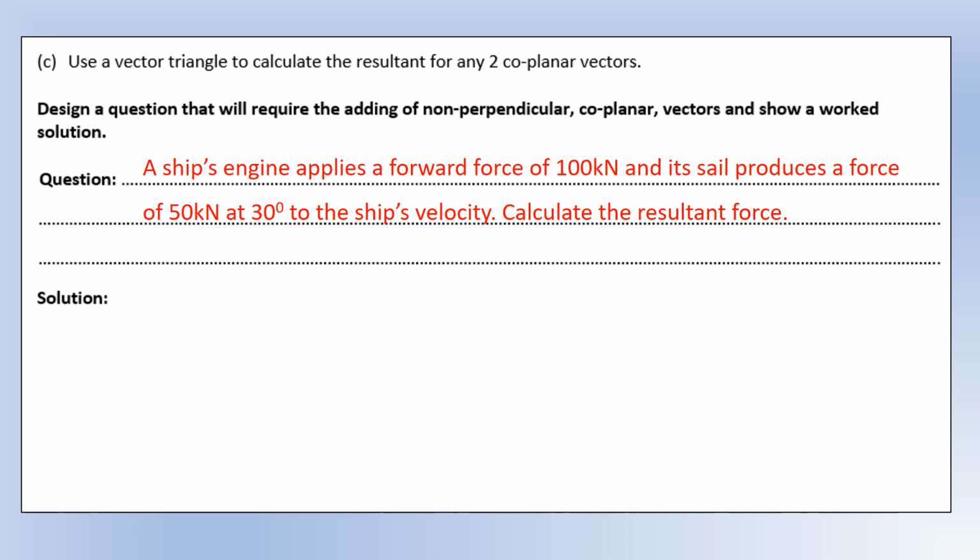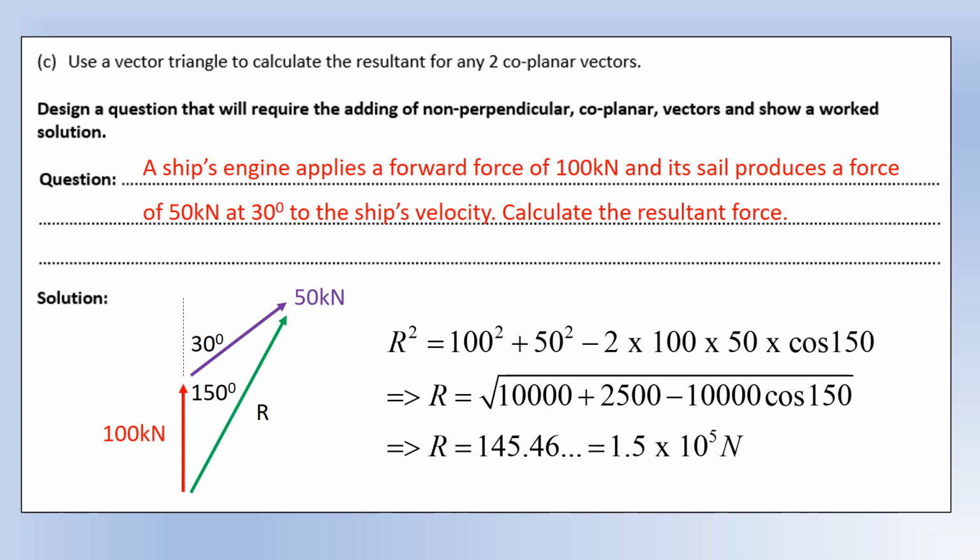Calculate the resultant force. So with vectors, we always add them tip to tail like this. So those are the two vectors. And we know the 50 is at 30 degrees to the 100 kilonewtons. So if we want to find the resultant, effectively we want to find the green vector that goes from the start to the end. We also know an angle inside this section. So what I'm going to do is I'm going to use the cosine rule because I know two sides and the angle between them and find the resultant force.